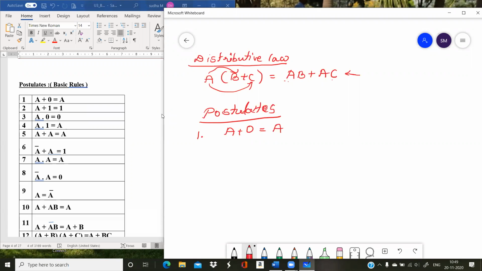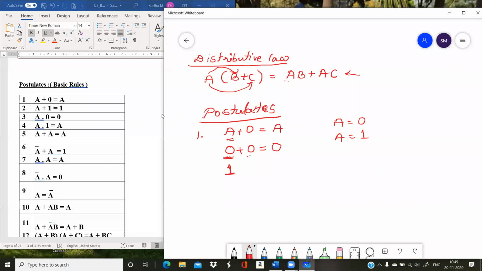Say A is a variable. This A is a variable. It can have either 0 or 1 value, right? A can have 0 or 1. Now put that value here. When A is equal to 0, it is 0 plus 0, which is equal to, from the addition rule, 0 plus 0 is equal to 0. That means this has become equal to A. So to verify this with A is equal to 1, apply here 1.